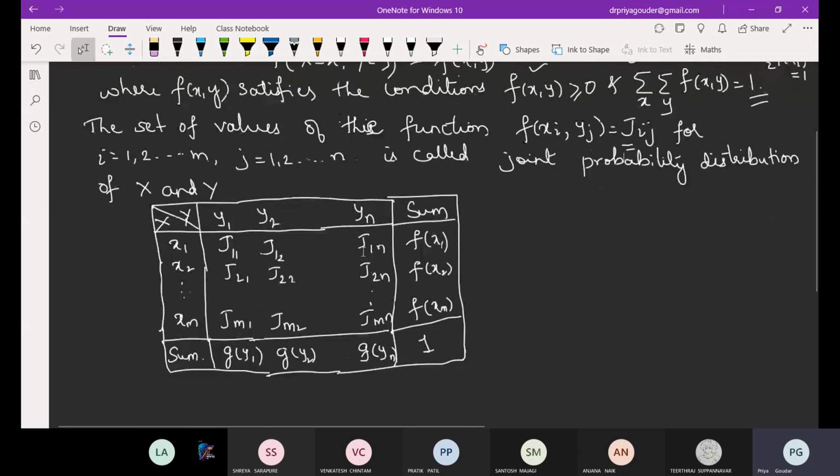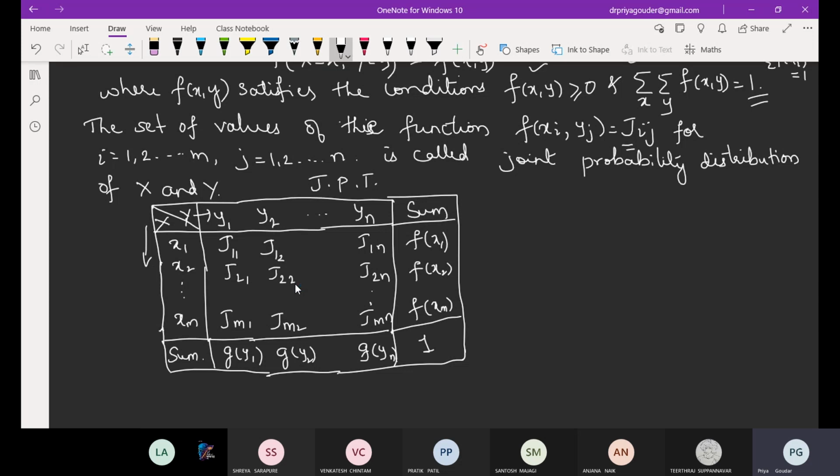Now these values can be represented in this format, in this table. This is called as joint probability table. See, very simple. Here, this side you are writing the values of x. What are the values of x? If I put i equal to 1, 2, 3, so on till m, I'll get x1, x2, x3, so on till xm, because this is xi. Similarly, these are the values of y. How to take it? Y values are taken as yj and j is running from 1 to n. So that means it is y1, y2, y3, so on till yn.